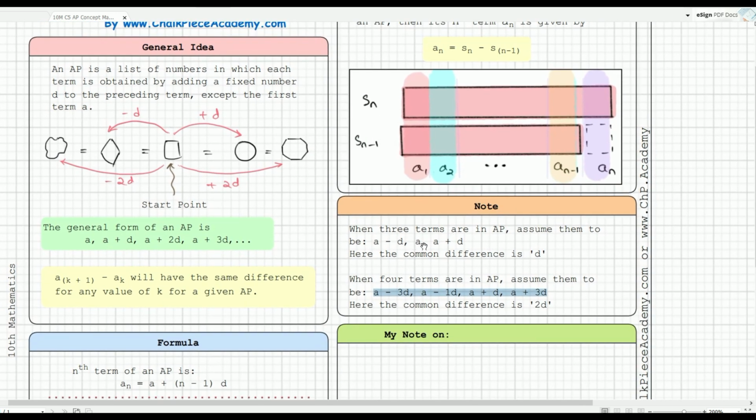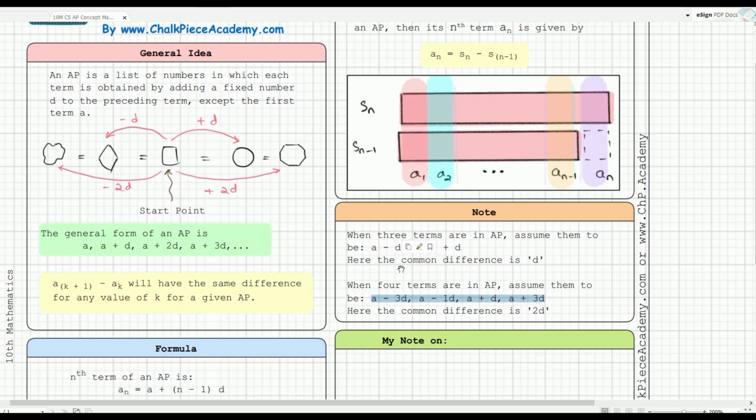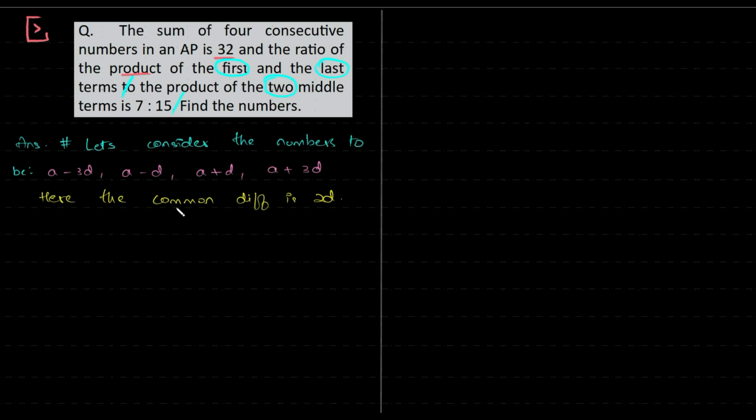So we have a minus d, a and a plus d. You have to make use of your concept map while revising. This is for 3 terms, this is for 4 terms, and 5 terms will be a minus 2d, a minus d, a, a plus d and a plus 2d. They go in a similar pattern. For an odd number of terms you take this, for an even number of terms you take this.